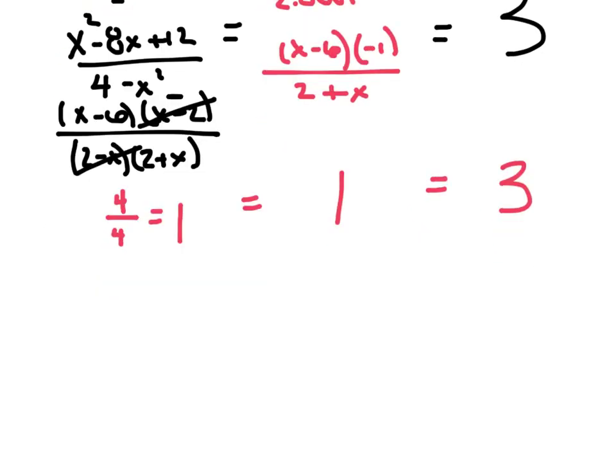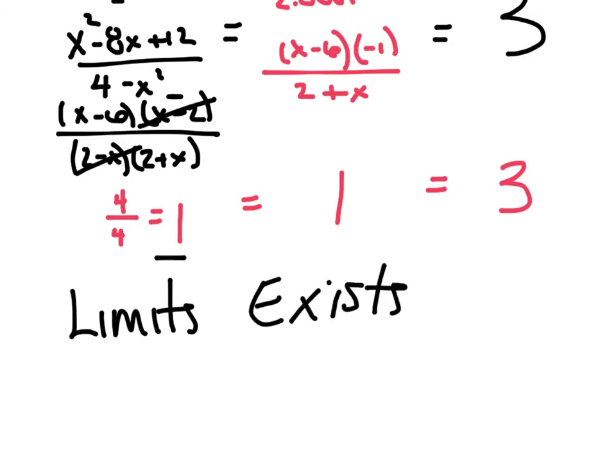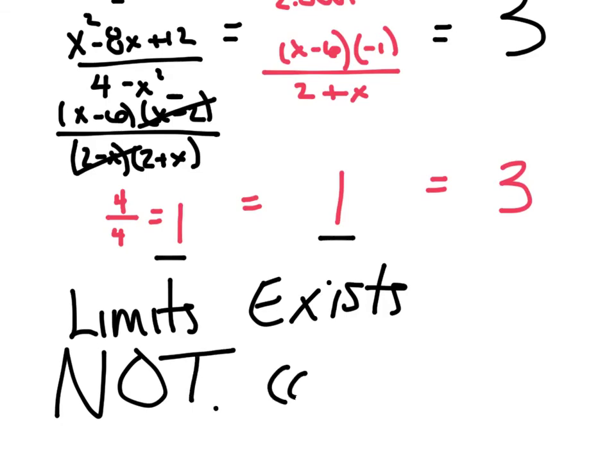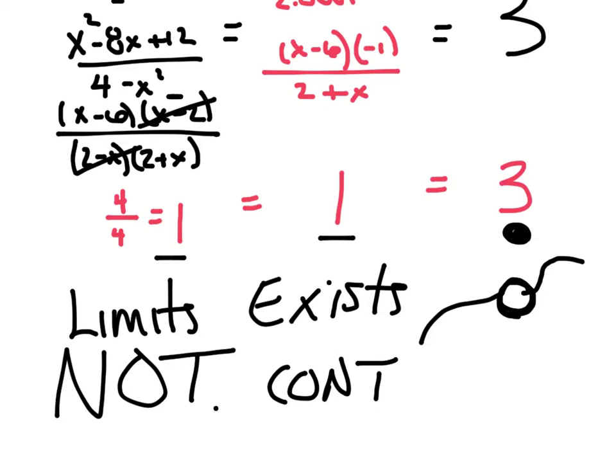Okay, so at this point, I can say the limit exists because the left side was equal to the right side, but this function is not continuous. Okay, so what does that look like graphically? Well, as you come in from the left and you come in from the right, they're meeting at a height of 1, but the actual closed value is at a height of 3.